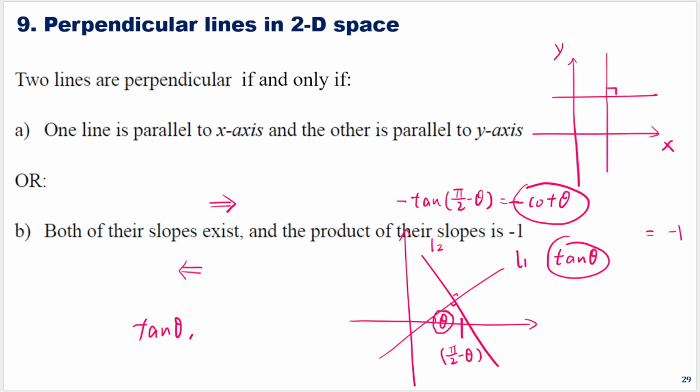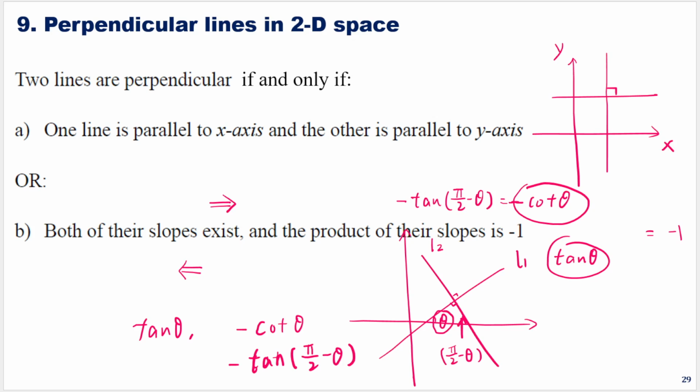And if you know their slopes, the product of their slopes is -1, then we could express the slope of L2 as negative cotangent theta. And we could also express negative cotangent theta as negative tangent of half pi minus theta. Therefore, we know this angle here could be expressed using half pi minus theta, right?